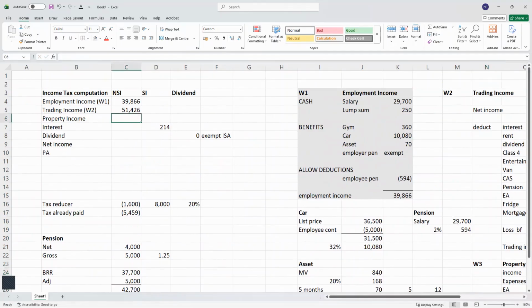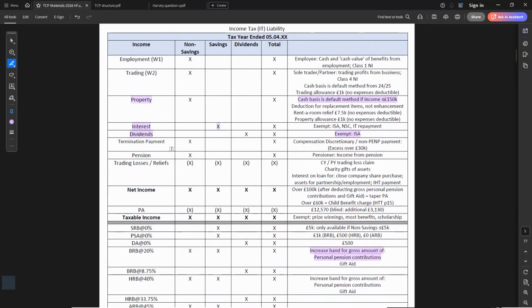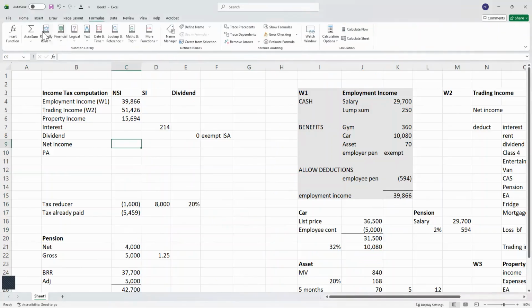So we will bring in the property income over here of 15,694. We've already looked at the interest income, which we know is taxable as savings income, and then the dividend, which is exempt as the shares are held in an ISA. If we go back to our pro forma income tax computation, we then know that we add all of these amounts up to come down to our net income. We can then deduct our personal allowance to come down to the taxable income and then start taxing through the bands. So we'll now calculate the net income by summing these amounts up.